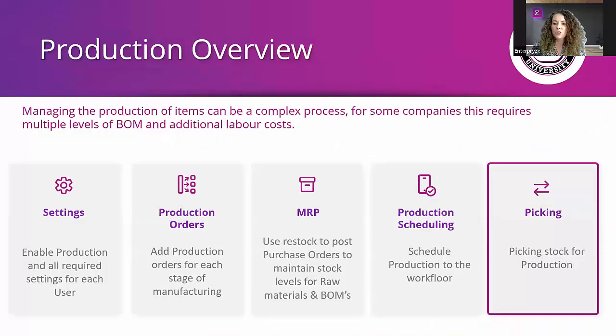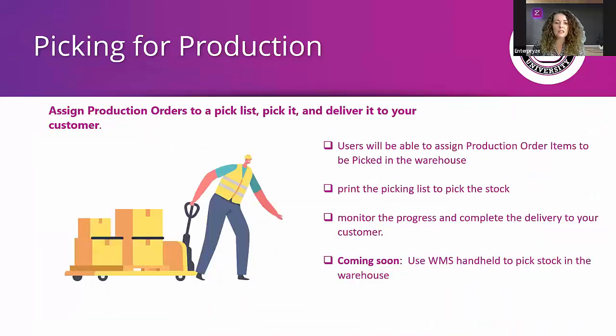Okay, so let me move on to picking. So this is where you can assign production orders to a pick list to pick them, and of course, ultimately is to deliver those to your customers. They can be assigned to be picked in the warehouse. You can print the picking list, so you can do that from the current picking grid, monitor the progress, and of course, ultimately, when you have your sales order, bring that through to delivery and deliver to your customer.